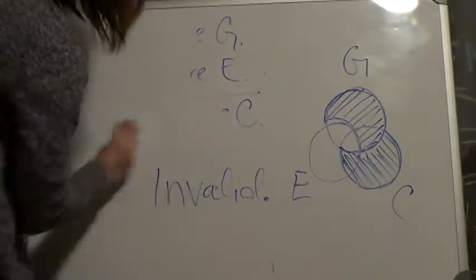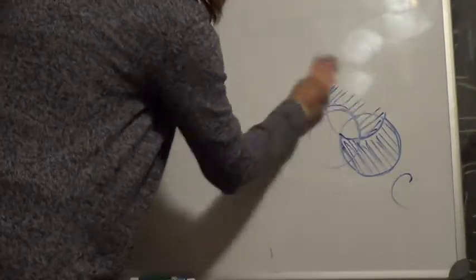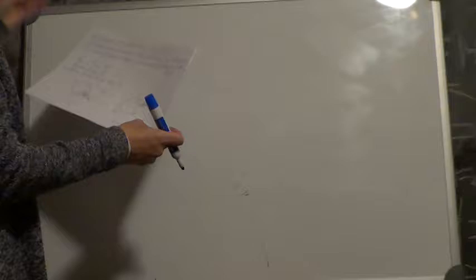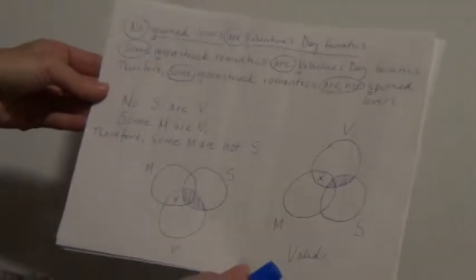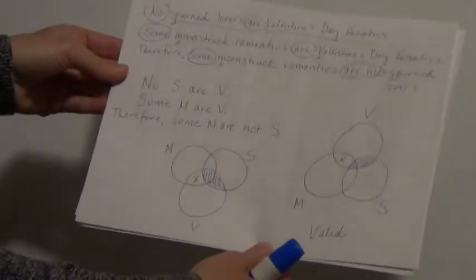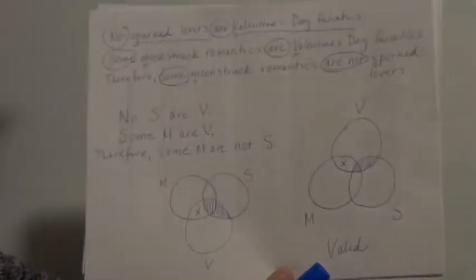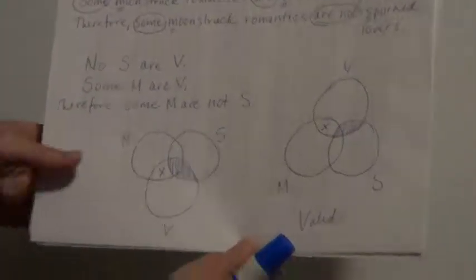All right, let's try one more. I think I have one more with a particular statement. Okay, so this one, I don't think I wrote down which one it is, but it starts, no spurned lovers are Valentine's Day fanatics. Some moonstruck romantics are Valentine's Day fanatics. Therefore, some moonstruck romantics are not spurned lovers. So you can pause on this to see how I did my diagram, but I'm going to put it up here.